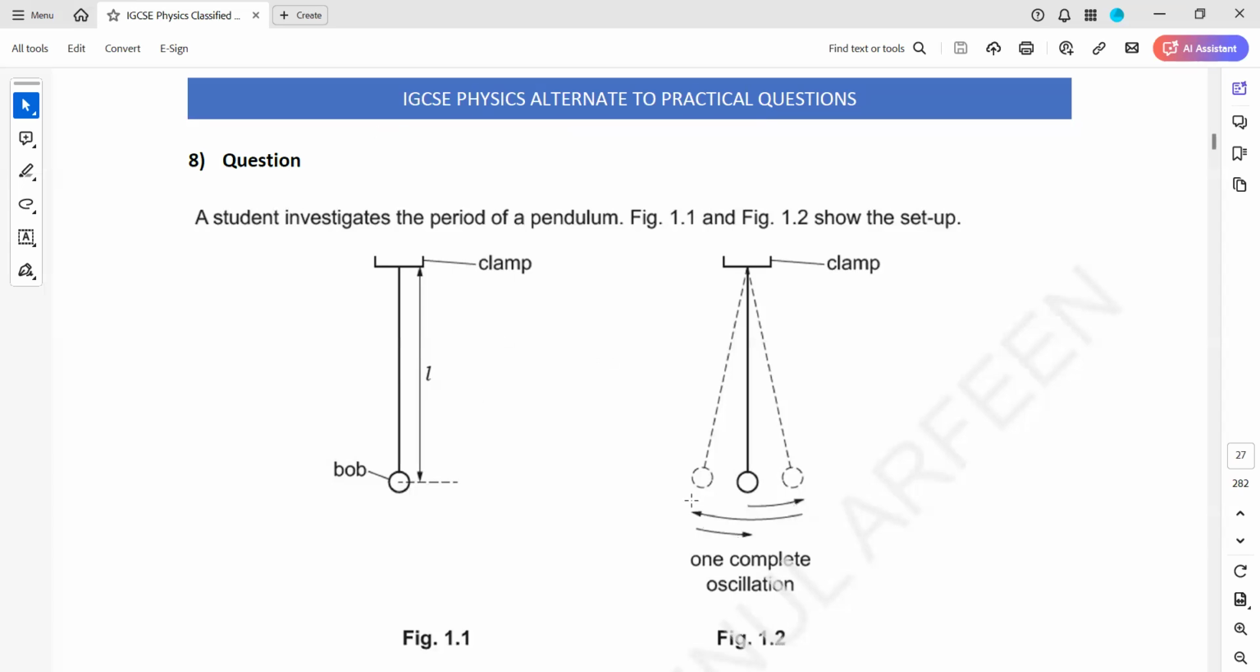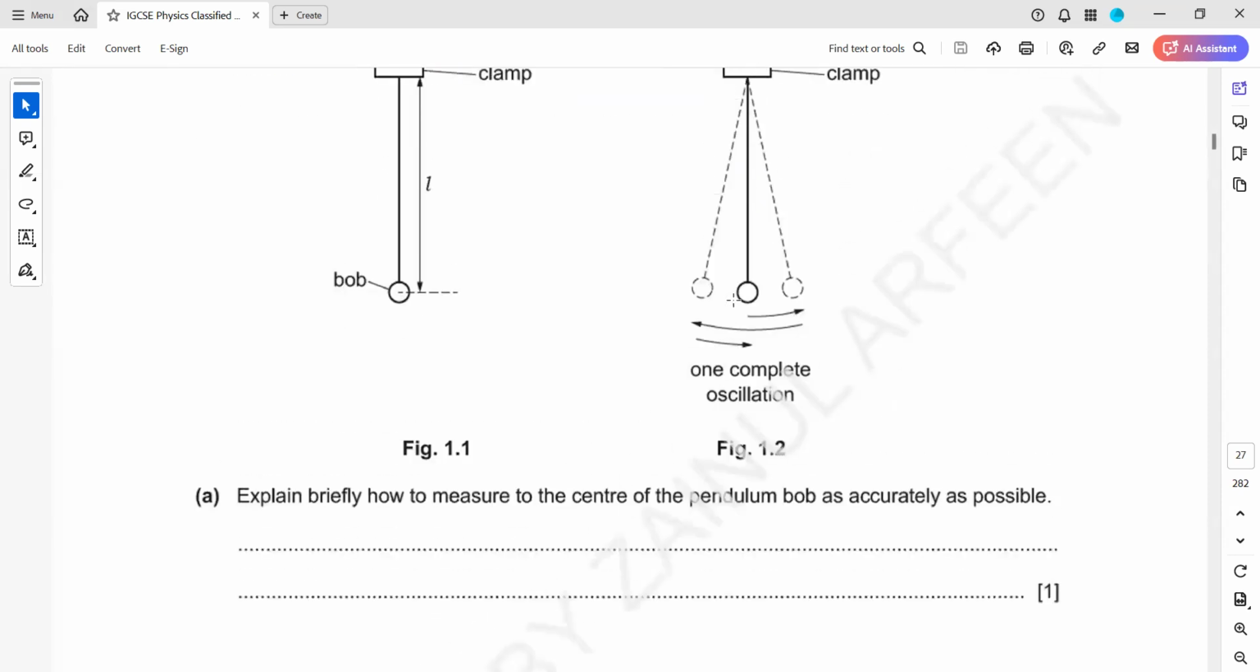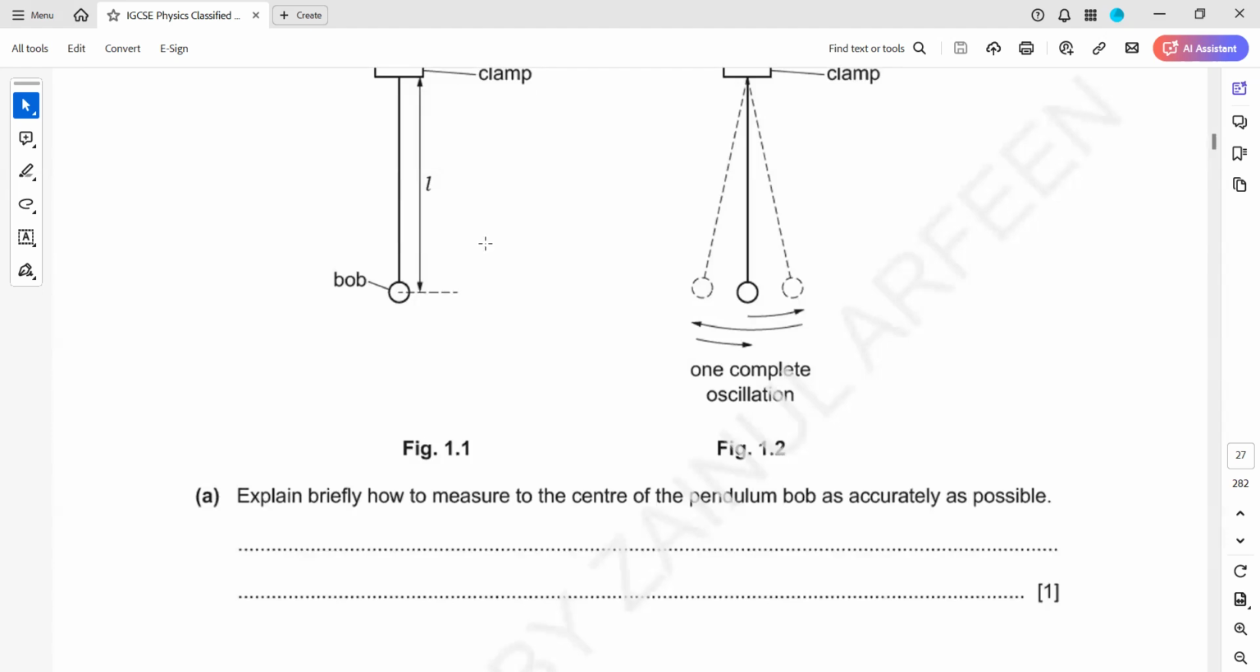So a student investigates the period of a pendulum. Figure 1.1 and 1.2 show the setup. Explain how to measure the center of the pendulum bob as accurately as possible. So how can we measure which position its center lies?